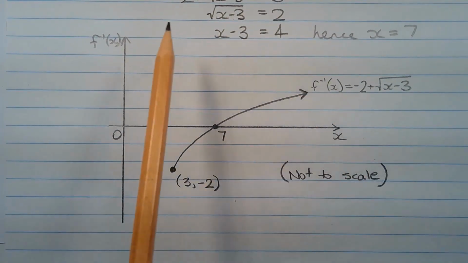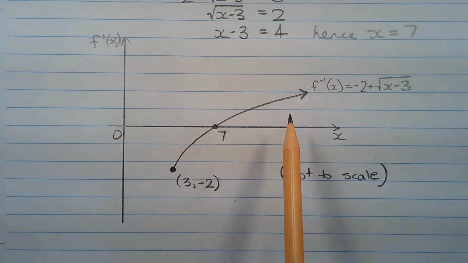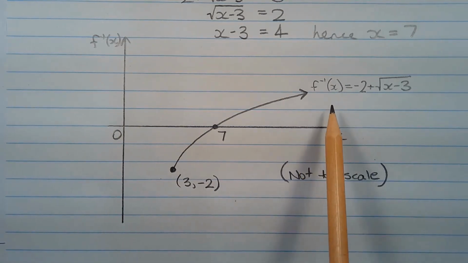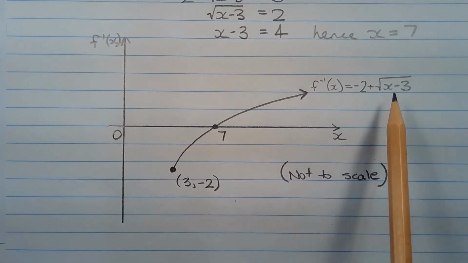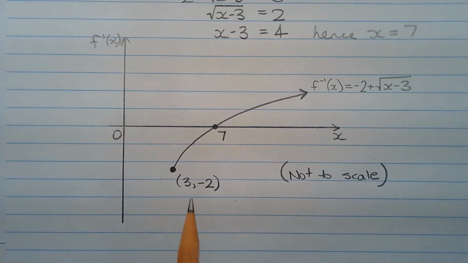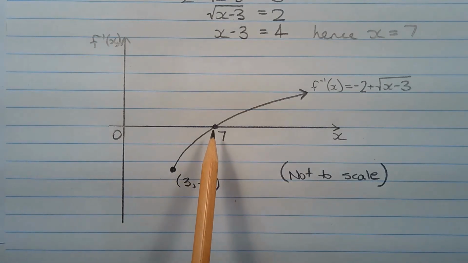The following is a sketch of the curve y equals f inverse of x, where f inverse of x is equal to -2 plus the square root of x minus 3. Starting from the point (3, -2), and note that it's a closed circle because that point is included in the graph, passing through an x-intercept of 7.